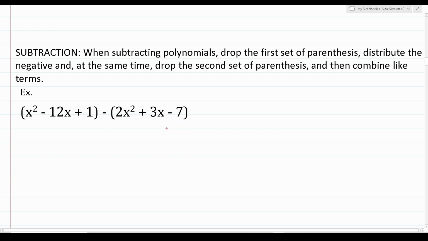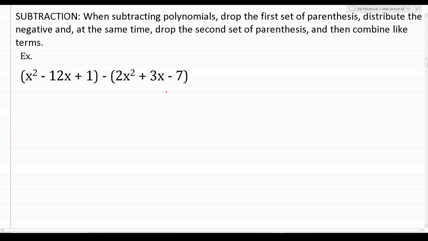So let's go ahead and see what that looks like in practice. And it's not too difficult at all. Again, drop this first set of parentheses. So let's do that. We have x squared minus 12x plus 1. Take this negative and distribute it. So we're going to distribute it here, here, and then here. And at the same time that you're distributing this negative, go ahead and drop your second set of parentheses.